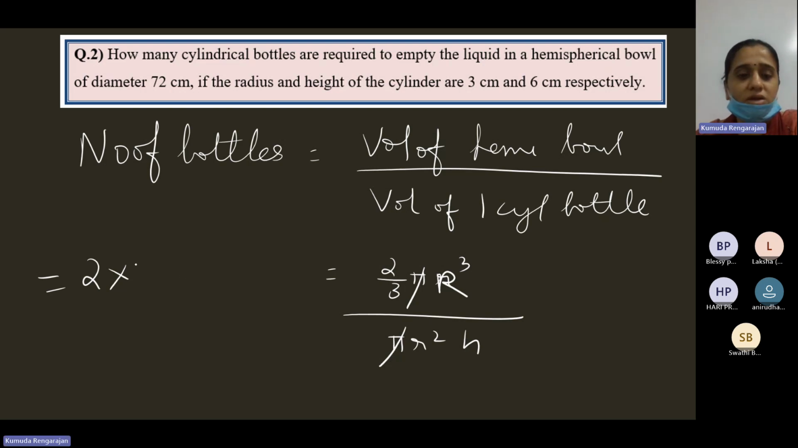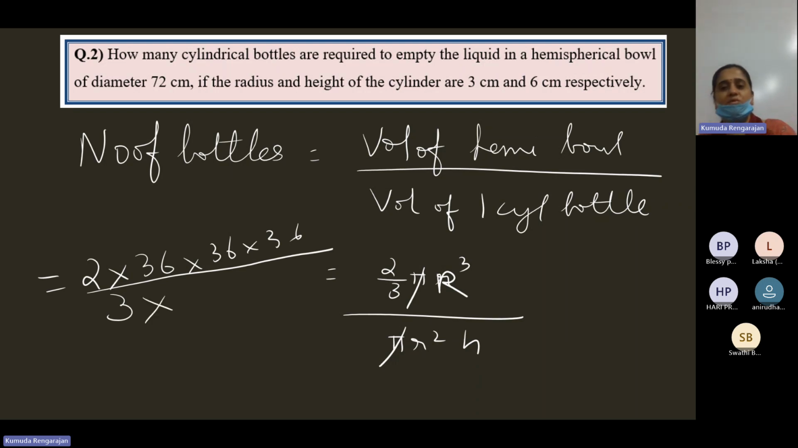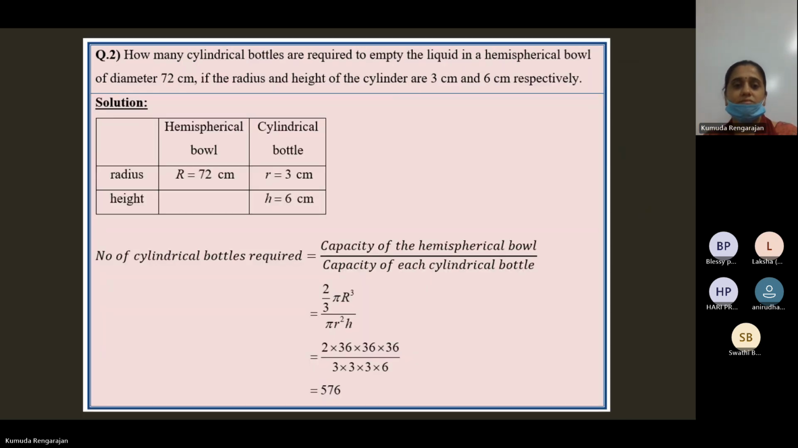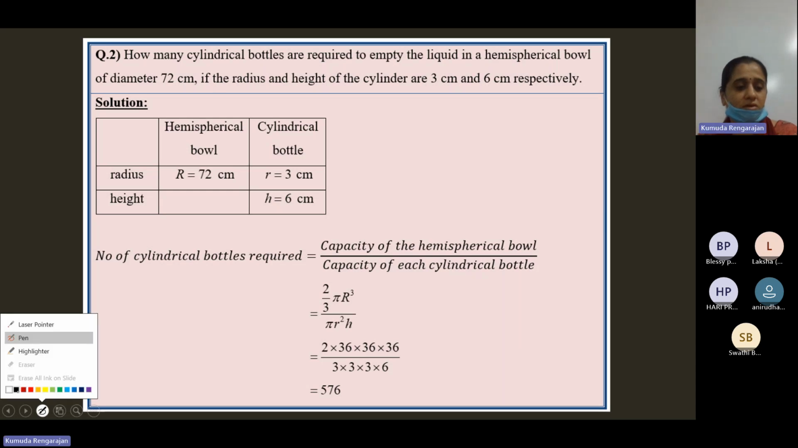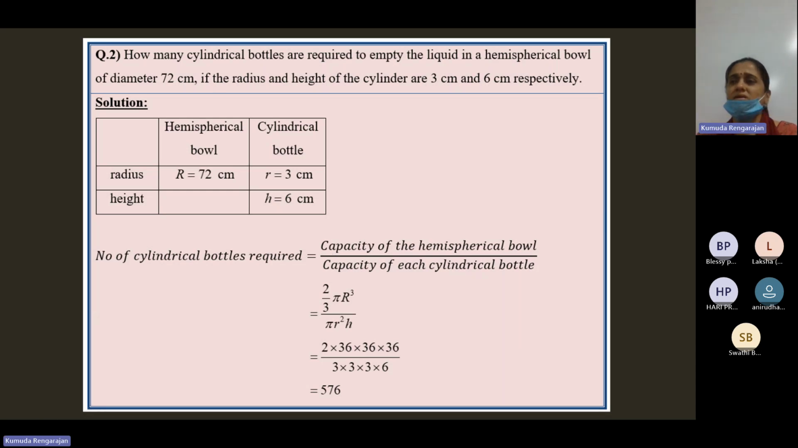So this is nothing but 2 into, what is R for the hemisphere? 36. So 36, 3 times I should write 36, 36, 36. Only divided by the 3 will come to the denominator, into what is R square? What is R for the cylinder? 3 R square, H is 6. That's all. This calculation is the answer. That's what I said, you should not take this long. So now don't ask me, you've written capacity. It's the same. Capacity of the hemisphere or volume, both are the same. Capacity, volume, whatever.